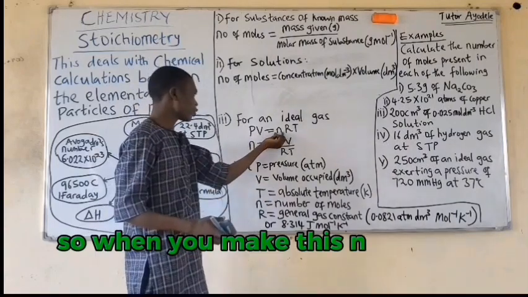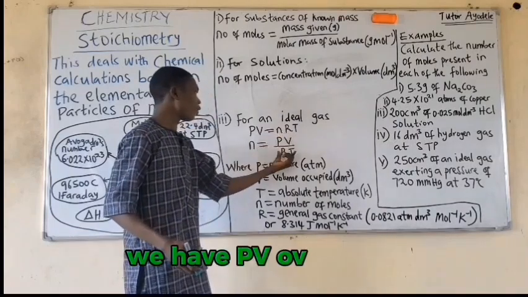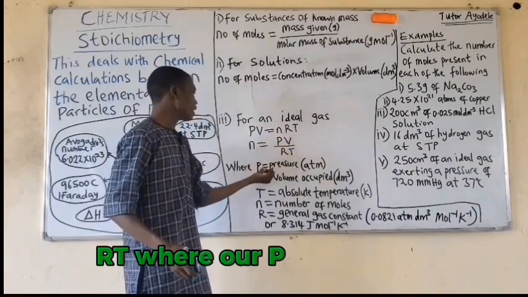It's a key formula. The ideal gas law is PV equals nRT. When you make n the subject of the formula, where n stands for moles, we have n equals PV over RT, where P is pressure.